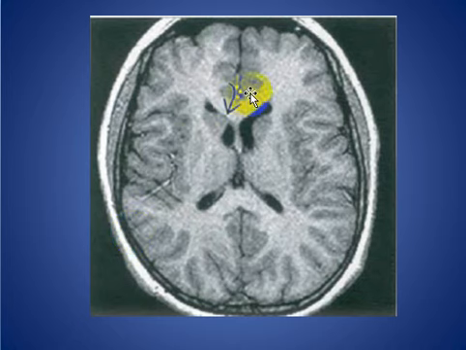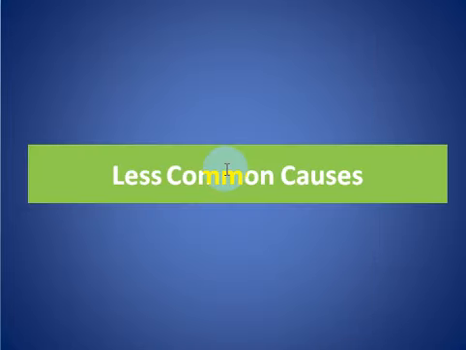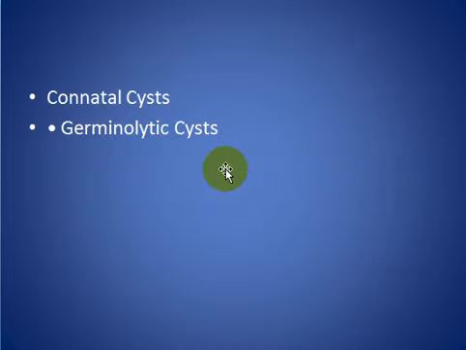Another patient with coarctation, as we see here in these T1 weighted images, and this is T2 weighted images of the same patient. Less common causes: we have connatal cyst and germinolytic cyst.